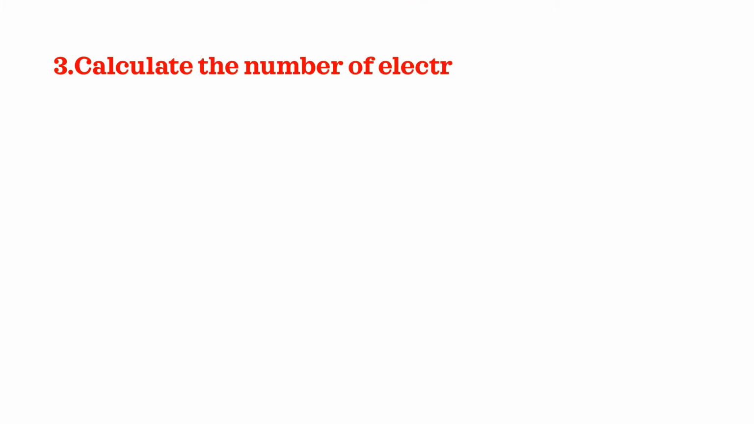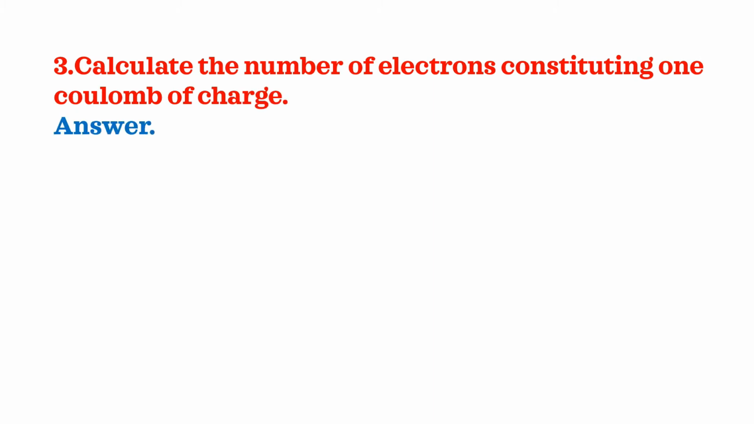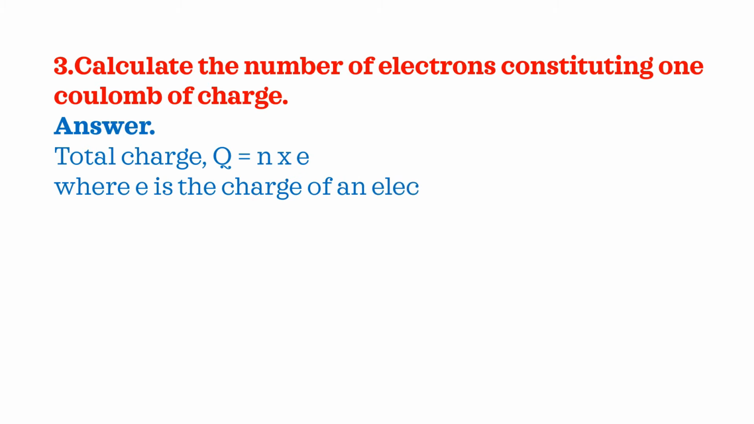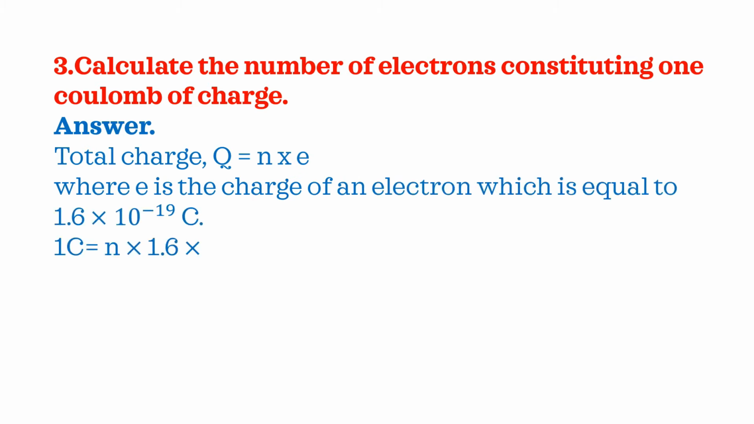Calculate the number of electrons constituting 1 coulomb of charge. Here now we are calculating the number of electrons. Total charge Q is equal to N into E, where E is the charge of an electron, which is equal to 1.6 into 10 to the power of minus 19 coulombs. This is the charge of electron. 1 coulomb is equal to N into 1.6 into 10 to the power of minus 19.